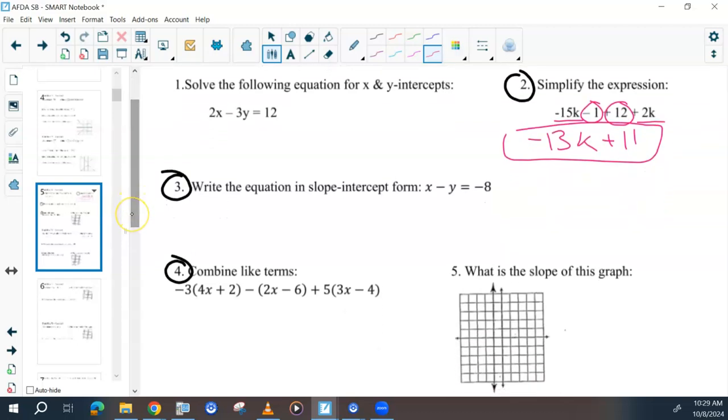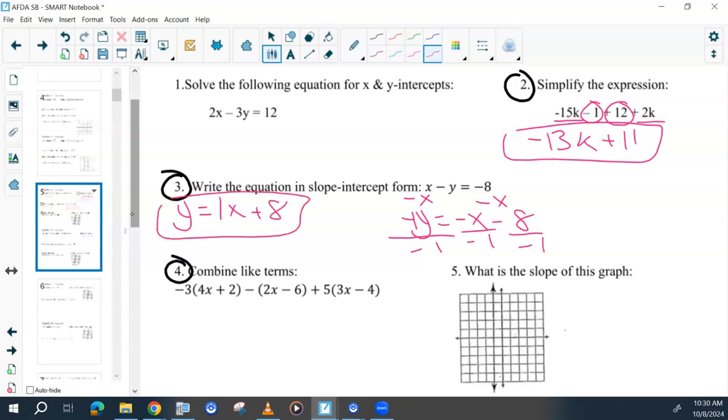For number three, write the equation in slope-intercept form. That's your y equals mx plus b, so I gotta get rid of x, move it to the other side by subtracting. I'm gonna go ahead and switch those two so it starts to look like mx plus b. So negative x minus 8. Then I can divide everything by, there's an invisible 1 here, so divide everything by negative 1. So that this becomes y equals positive 1x plus 8. Questions on that one?